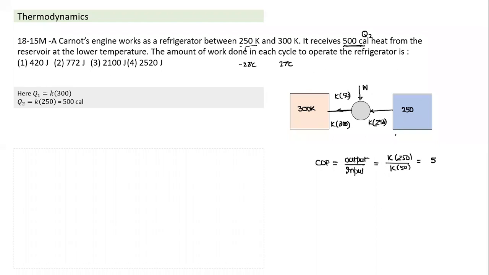So for every 1 unit of heat removal, it needs to do work which is 1/5 of the heat removed. That's what it has to do. So what is the amount of work done? If this is 500, this is 1/5 of this. Q2 is 500. And hence what will be the work done? Work done is 50 into K. And work done will be 1/5 of that.